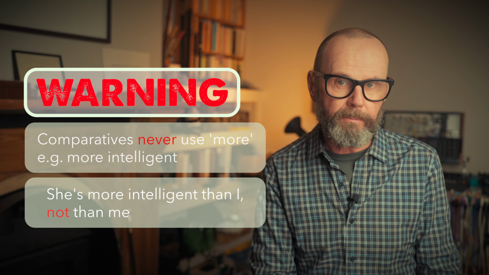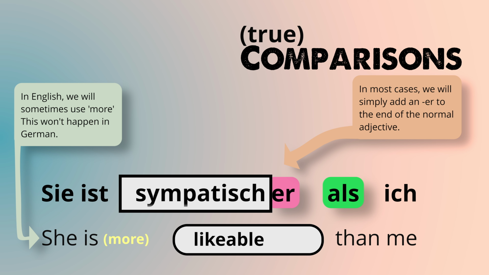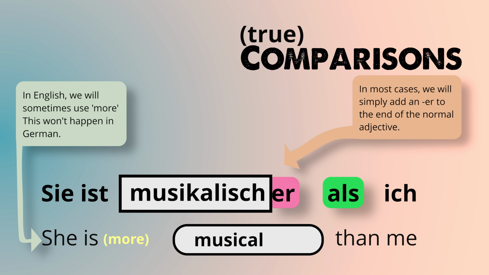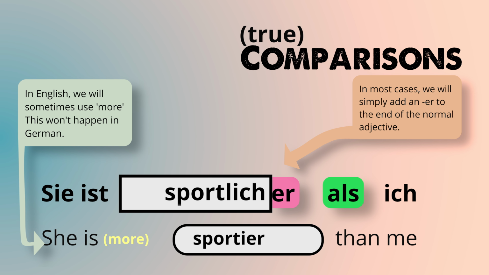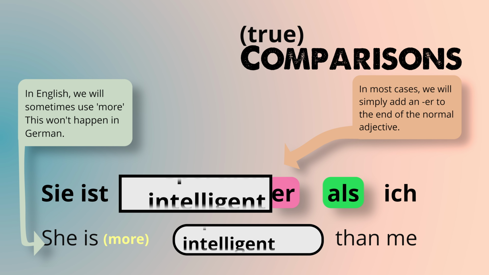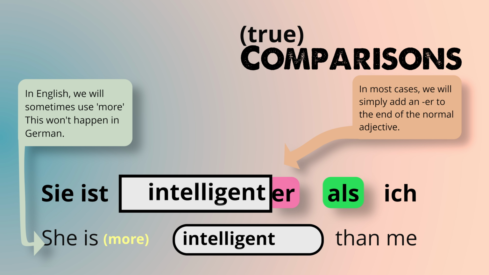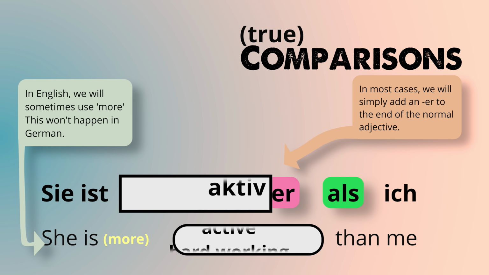So I can say about my wife, for example, sie ist sympathischer als ich, sie ist freundlicher als ich, sie ist musikalischer als ich, sie ist sportlicher als ich, sie ist intelligenter als ich, sie ist hilfsbereiter als ich, sie ist aktiver als ich, sie ist fleißiger als ich.